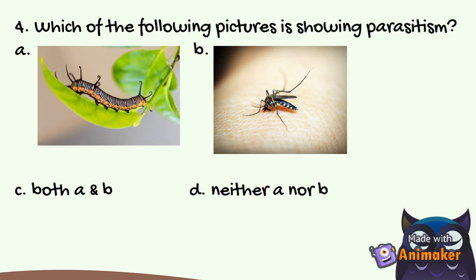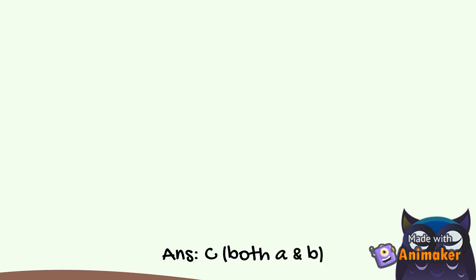4. Which of the following pictures is showing parasitism? Letter A. Letter B. C. Both A and B. D. Neither A nor B. The correct answer is letter C, both A and B.